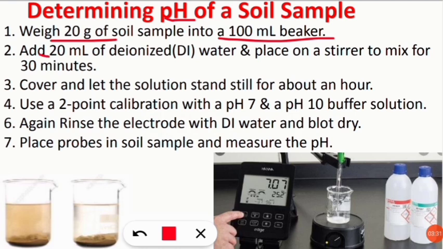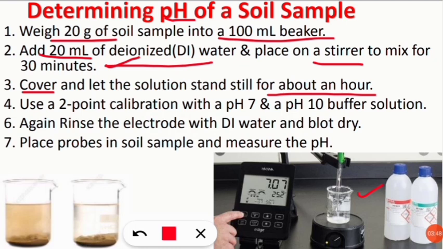Then we add 20 ml of deionized water, that is distilled water, and place the beaker with the soil on a stirrer to mix for 30 minutes. Then we cover the solution and let it stand still for about an hour, so we keep it for settling down.